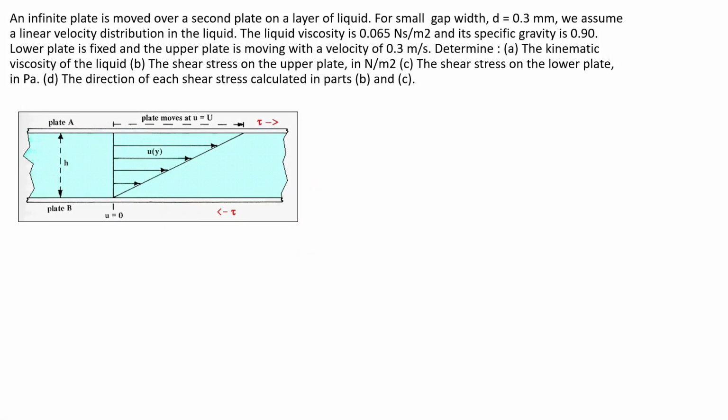In this lecture, we will do a problem on viscosity. The problem is: an infinite plate is moved over a second plate on a layer of fluid. For a small gap width, that is d is equal to 0.3 millimeter, we assume a linear velocity distribution in the liquid. The liquid viscosity is 0.065 Newton second per meter square and its specific gravity is 0.9. The lower plate is fixed and the upper plate is moving with a velocity of 0.3 meter per second. Determine first the kinematic viscosity of the liquid, the shear stress on the upper plate in Newton per meter square, the shear stress on the lower plate in Pascal, and the direction of each shear stress calculated in parts B and C.